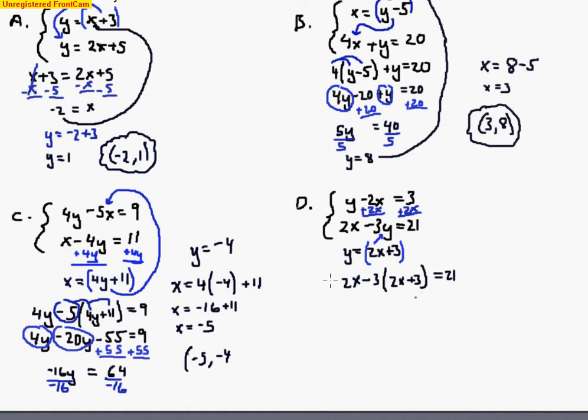So we're going to go ahead and use that distributive property, multiply the negative 3 over that addition. And what we've got left is this 2x minus 6x minus 9 equals 21. So watch the signs here. Negative times the positive made that negative.